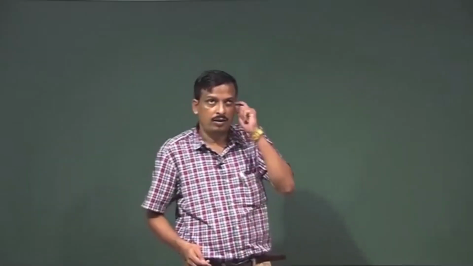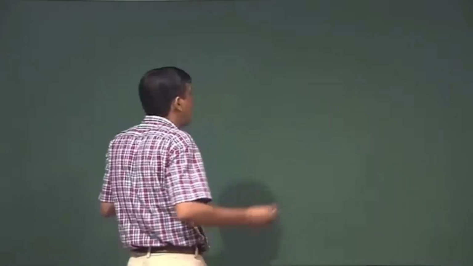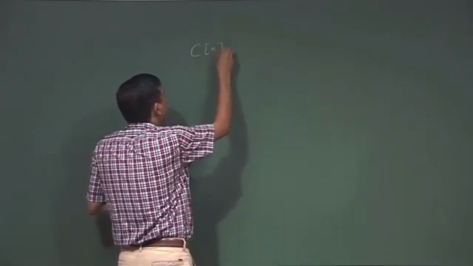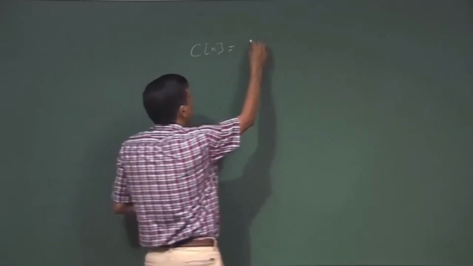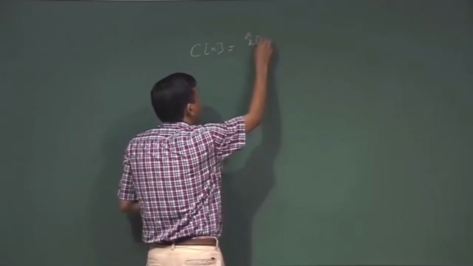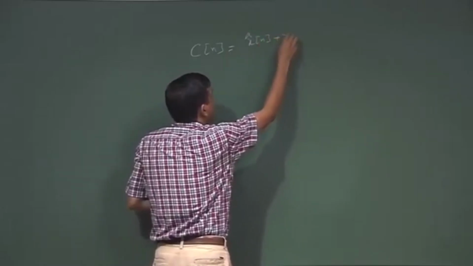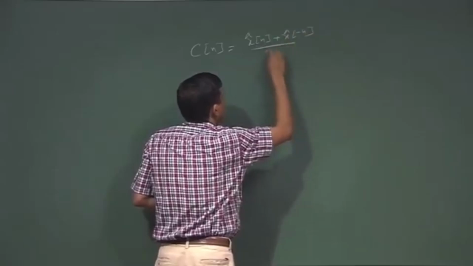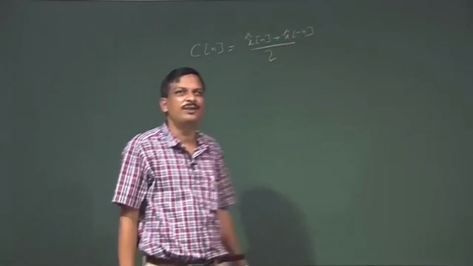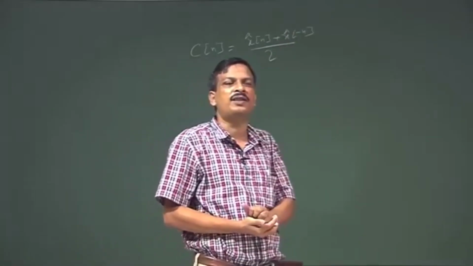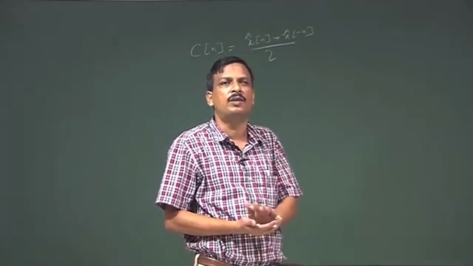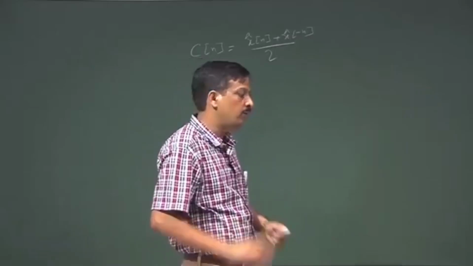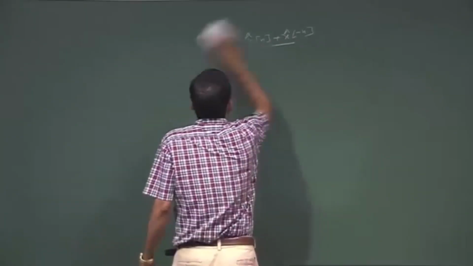Okay. So, let us start. In the last class we said that if Cn is the real spectrum, then it is nothing but the complex spectrum Xn plus the complex spectrum of minus n, divided by 2. Here Xn is the complex spectrum and Cn is the real spectrum. Now, we will go for the proof of it. Can we prove it? Yes, we can prove it.